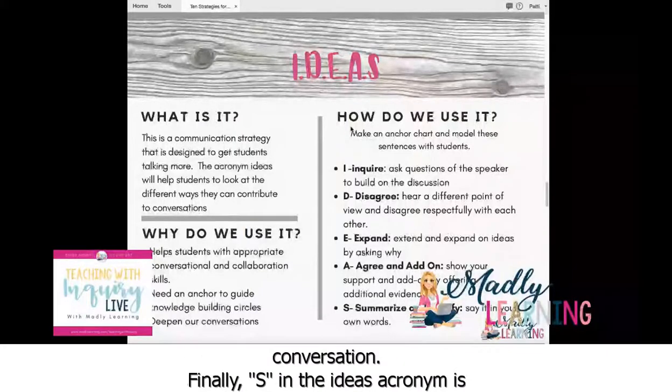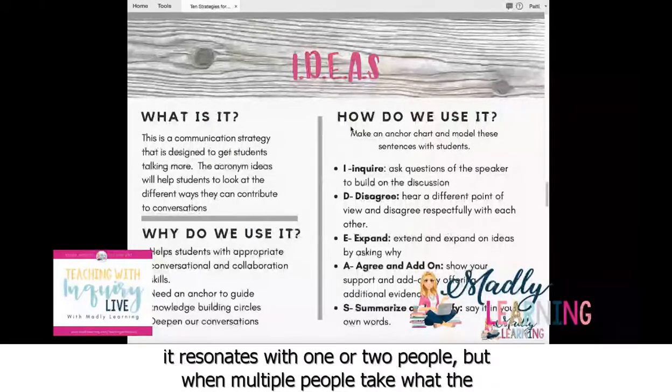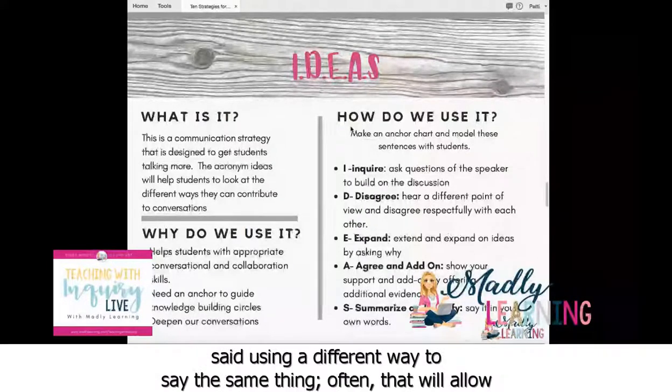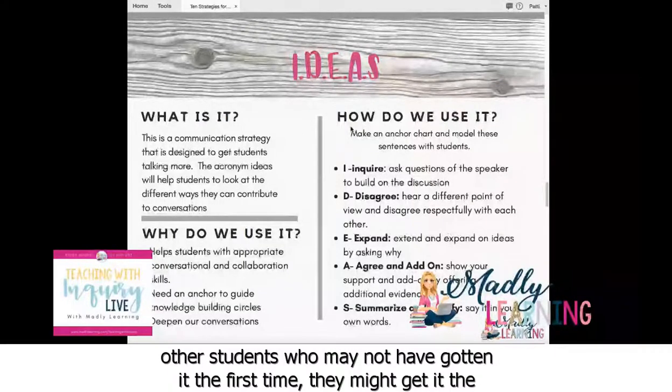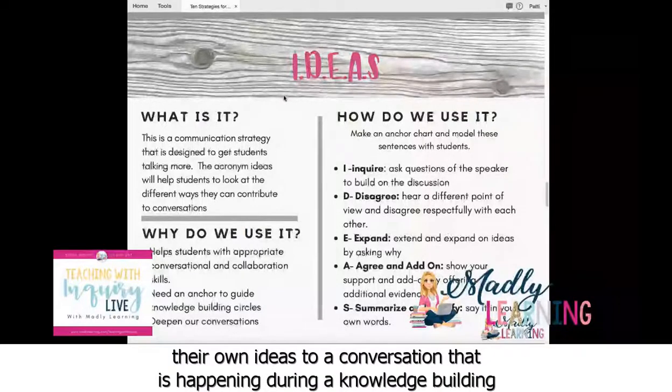And finally, S in the IDEAS acronym is to summarize and clarify, because sometimes when a speaker says it one way, it resonates with one or two people, but when multiple people take what the speaker said and put it in their own words and clarify and summarize what was said using a different way to say the same thing, often that will allow other students who may not have gotten it the first time, they might get it the second time when it's summarized. So using IDEAS will help your students add their own ideas to a conversation that is happening during a knowledge building circle.